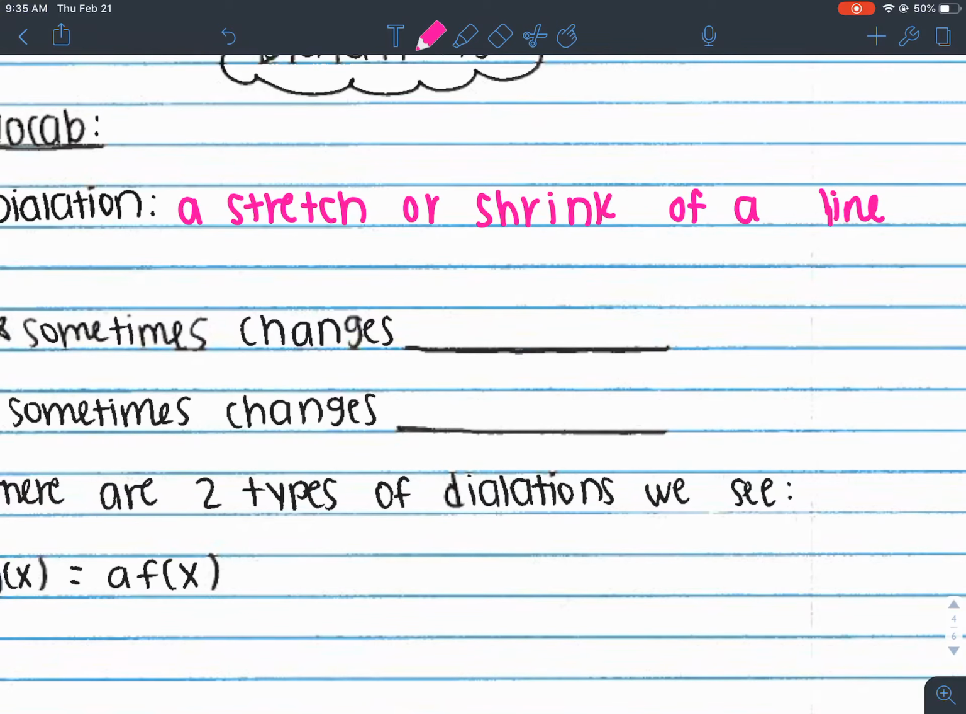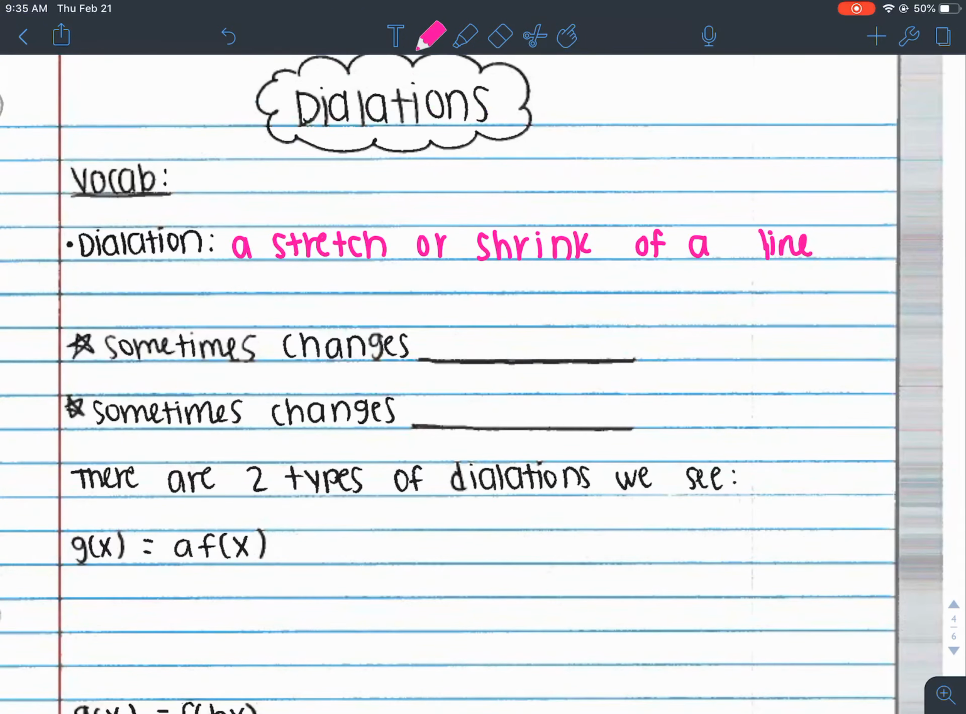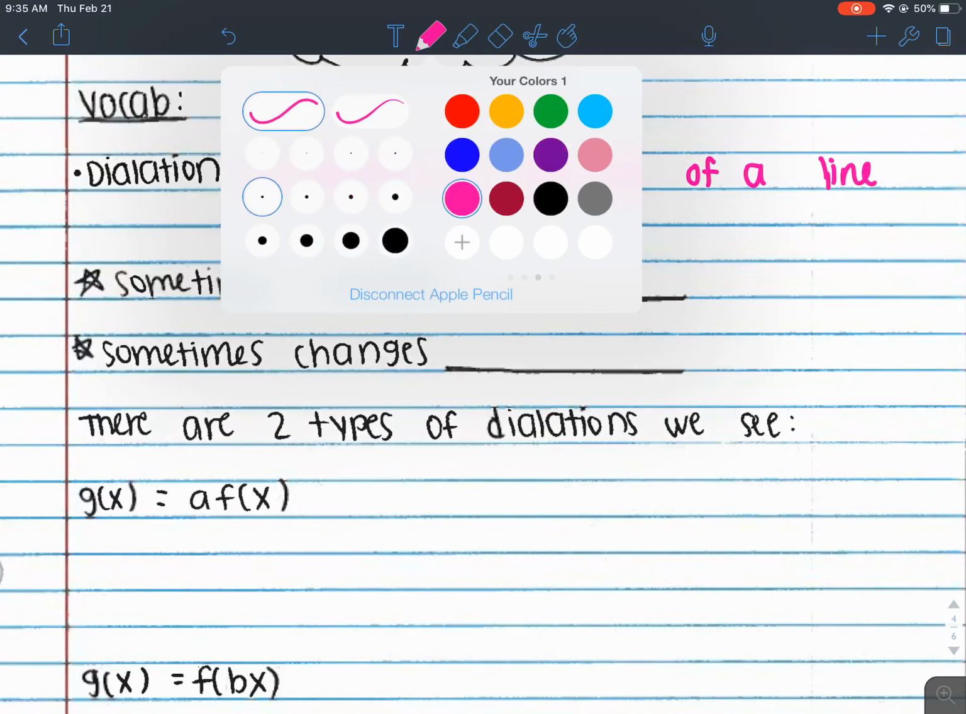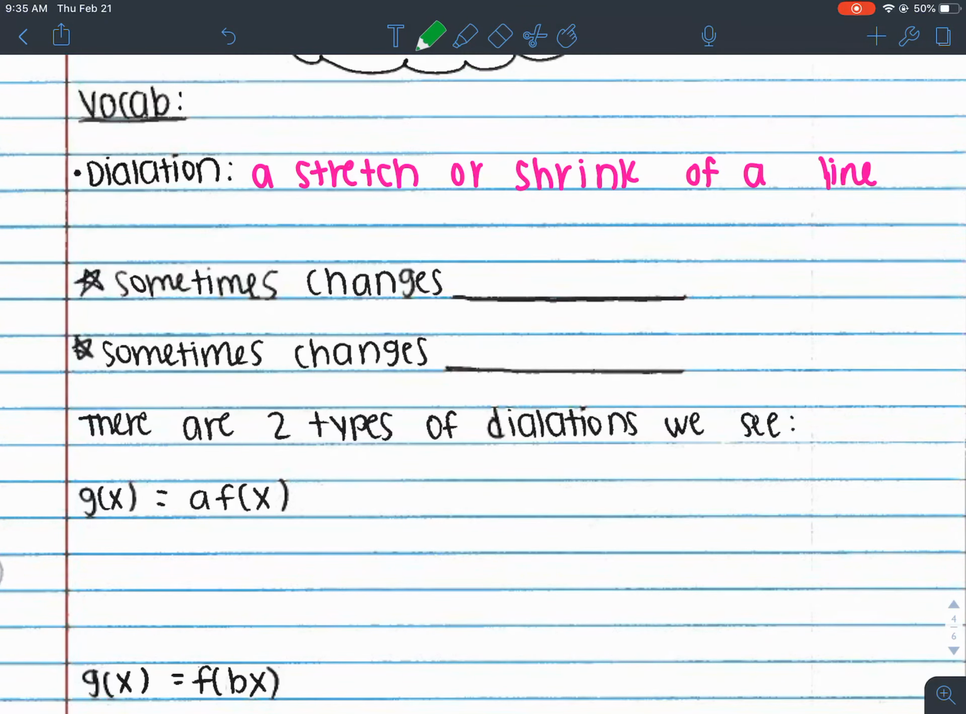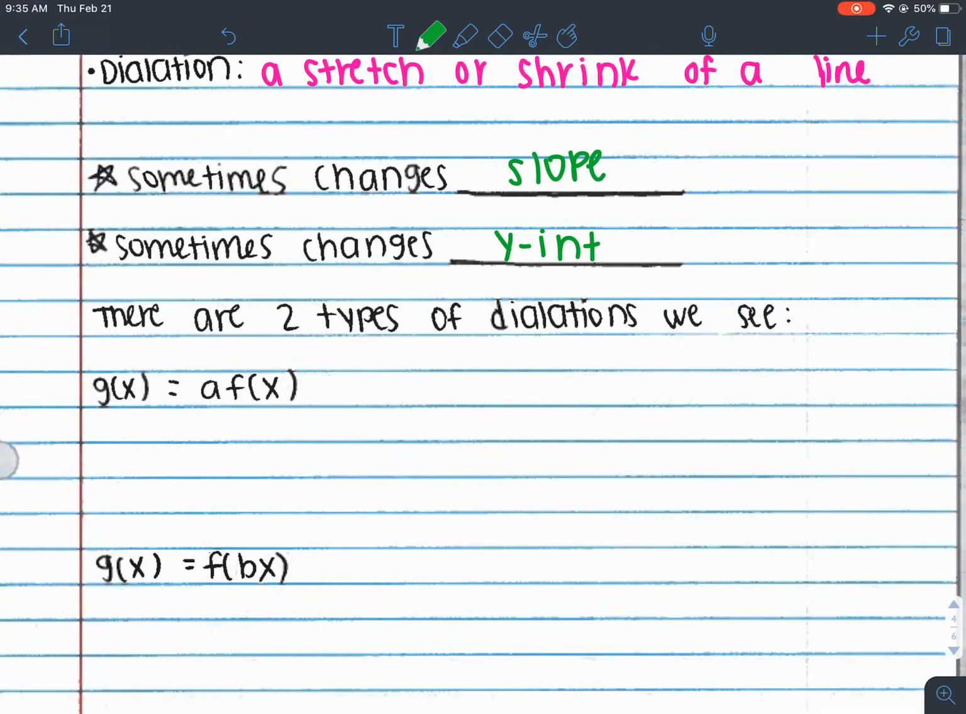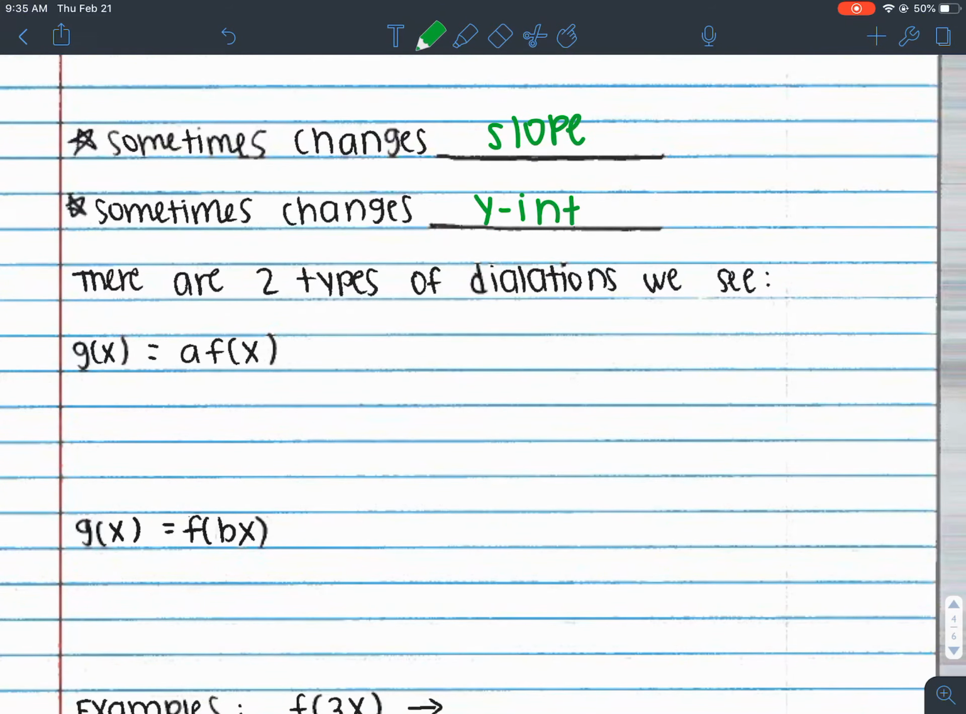And this is kind of hard to explain. You see it a little bit better with quadratics, and we will talk about quadratic transformations in unit 7, I think, but right now it's going to be kind of hard to see with a line. But I do want to mention that there's 2 important things about dilations: sometimes it changes your y-intercept, okay? Your y-intercept is not always going to change, but it will change the slope usually, okay?